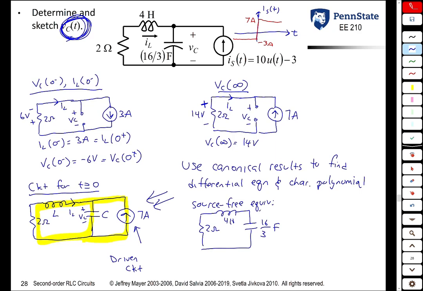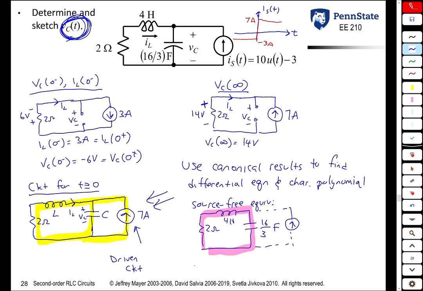Notice the current source we're ignoring because we're looking at the source-free equivalent. And what we see here is that we have a series RLC circuit. So from that we can immediately determine the differential equation.